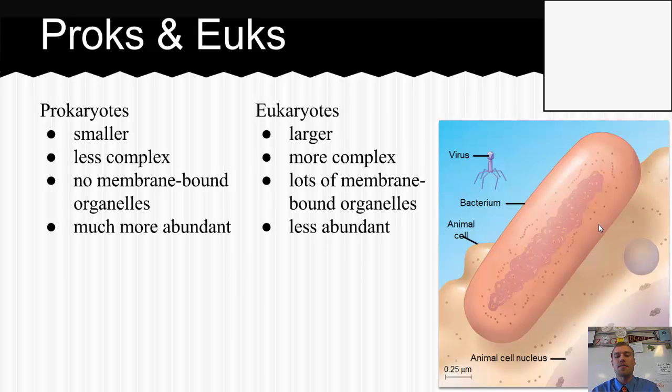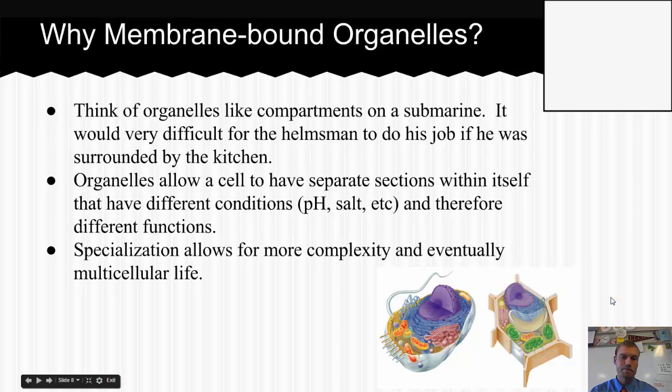So we classify cells into two main parts. We've got prokaryotes and eukaryotes. Prokaryotes are generally smaller, less complex, and they don't have any membrane-bound organelles, and they're much more abundant. There are way more prokaryotic cells in the world than there are eukaryotic cells, partially because they're so much smaller. Eukaryotes are generally larger, more complex, with lots of membrane-bound organelles, and they are much less abundant. You can see over here a comparison between a bacteria and then an animal cell and a virus. You can see the size differences.